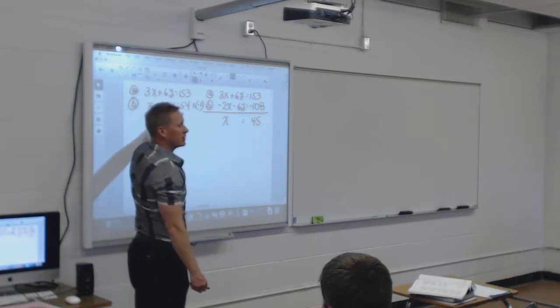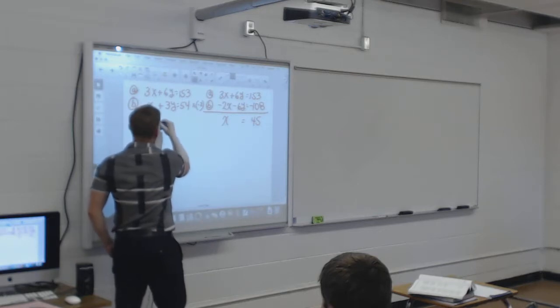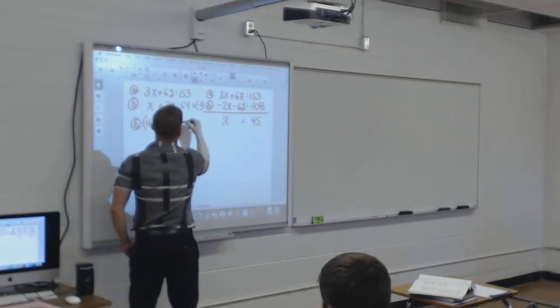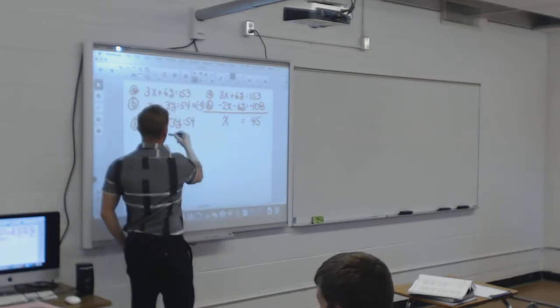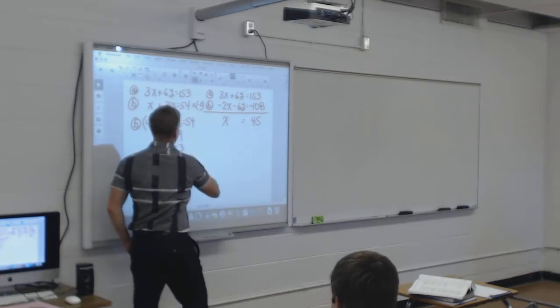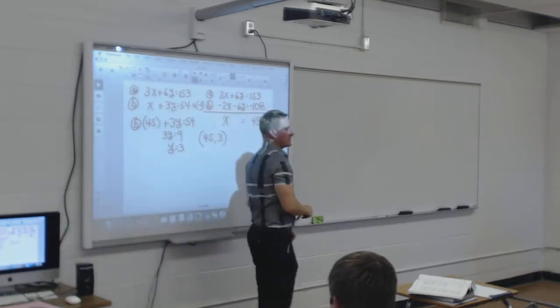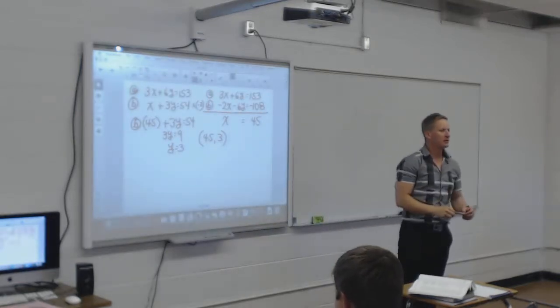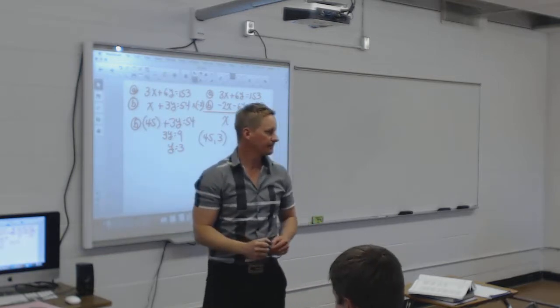Put it into this equation here to solve for my y. So we'll do that. 45 plus 3y equals 54. Subtract 45. 3y equals 9. Y is equal to 3. Solution, write it as coordinates always. 45 and 3. And then you check your answer after.